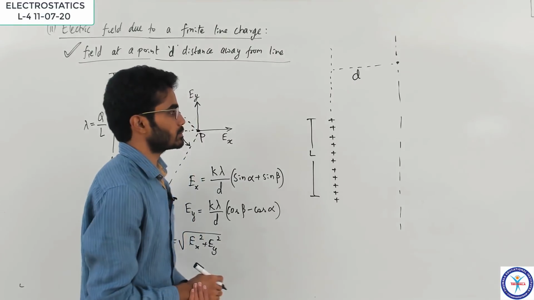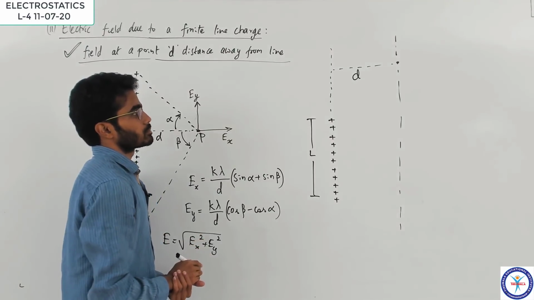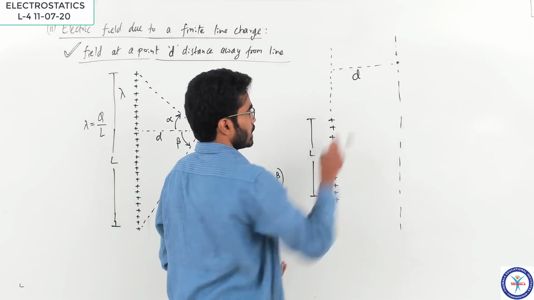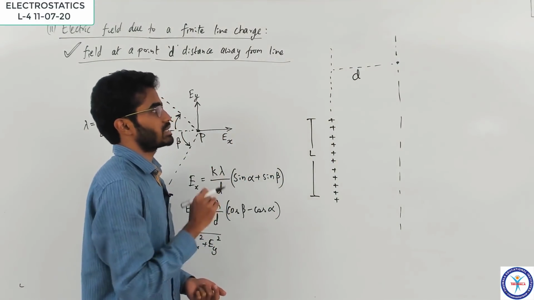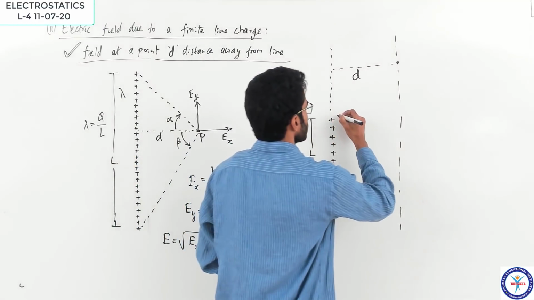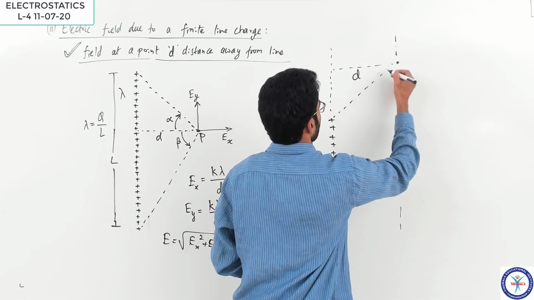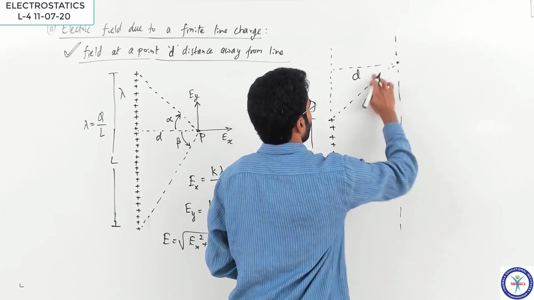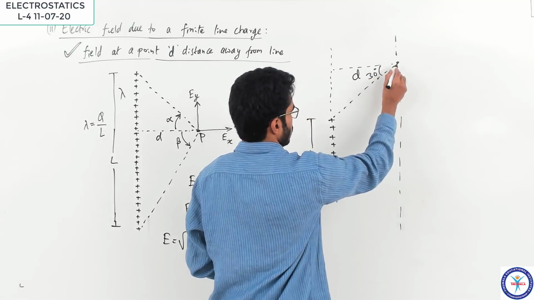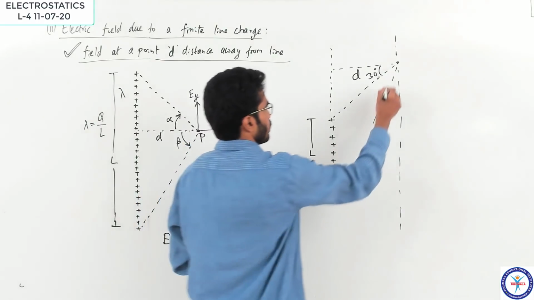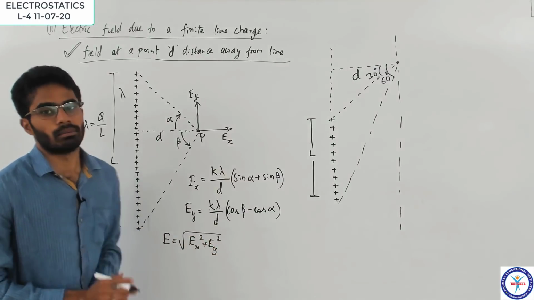D. So this is the line charge. We are considering a point which is at a distance d, but it can be anywhere. Now I am marking the point exactly. How do I do this? By giving angles. So I am giving these angles now. It is making 30 degrees and 60 degrees at the top and at the bottom.